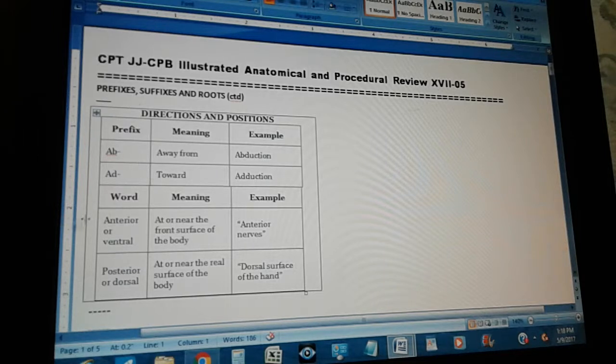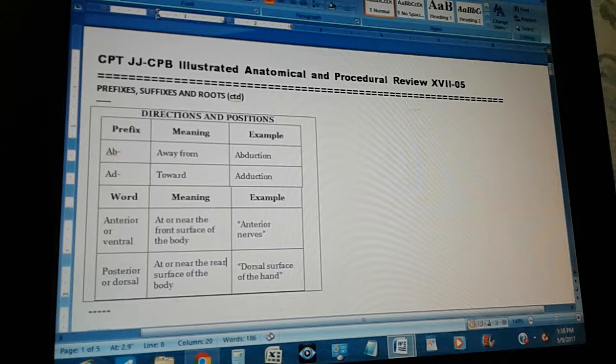Okay, now positions. The word anterior or ventral, what's that? At or near the front surface of the body. So anterior nerves would be the nerves at the front, right? Posterior or dorsal? At or near the rear surface of the body.